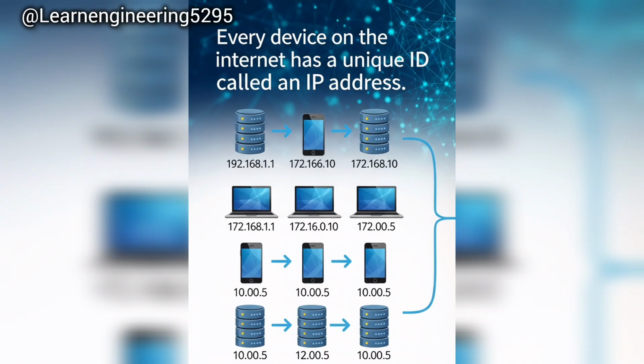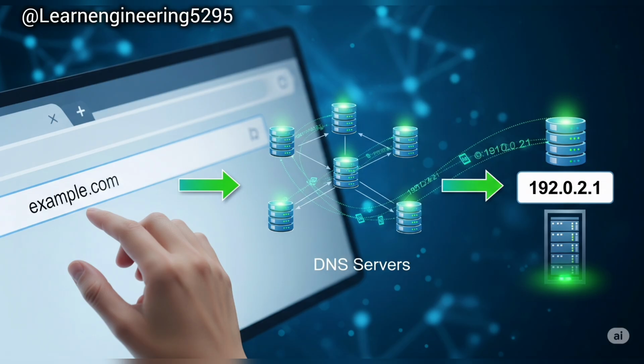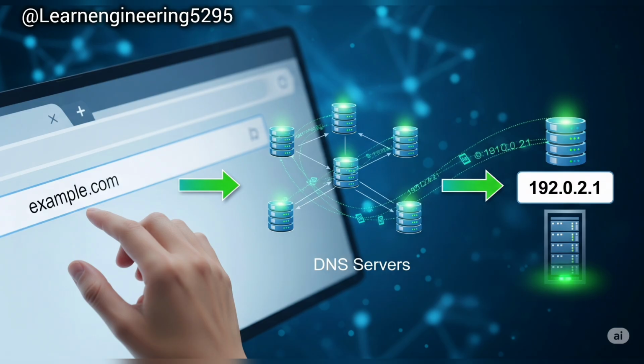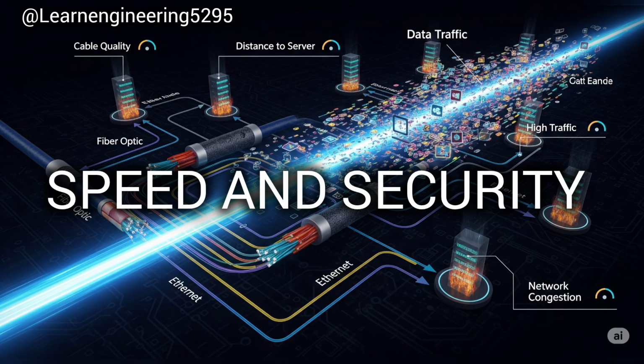IP addresses and DNS. Every device on the internet has a unique ID called an IP address, but since remembering numbers is hard, we use website names like google.com. A system called DNS, domain name system, translates these names into IP addresses so your device knows where to send the request.